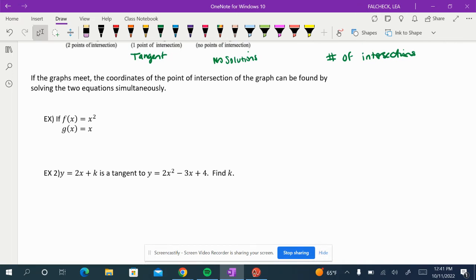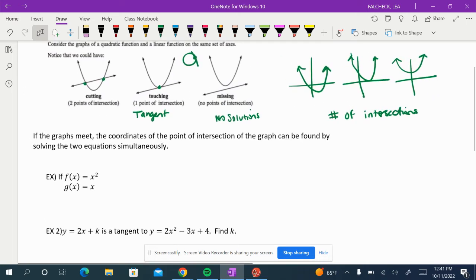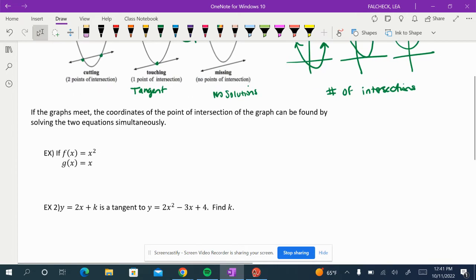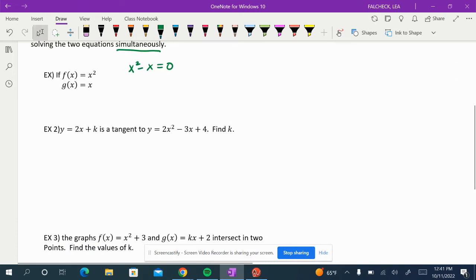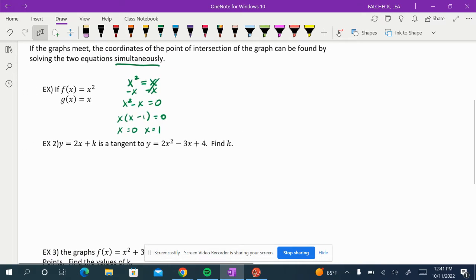If the graphs meet, the coordinates of the point of intersection can be found by solving the two equations simultaneously. We know that just means setting the two equations equal to each other. Look at this super simple example. I have a first parabola, y equals x squared, and then I have a line, y equals x. I'm going to set them equal to each other to find the points of intersection. x squared equals x. I would subtract an x from both sides and get x squared minus x equals 0. Factor out an x. Get my two solutions. Hooray. Okay, we already knew how to do this.